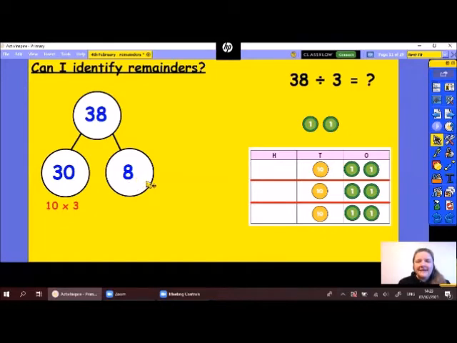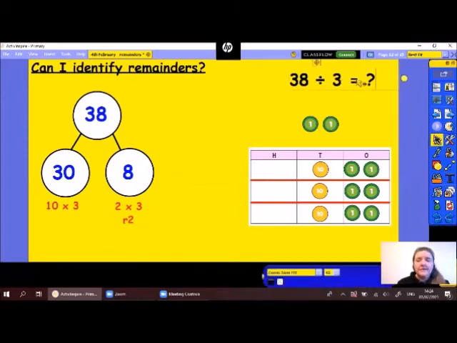Well, if I try and split 8 into 3 groups, I can't quite do it. So I'd write underneath that it's 2 lots of 3, but then I'd write R2 underneath because I've got 2 left over. You can't just ignore the remainder. I've got 10 lots of 3 and then 2 lots of 3, so that's 12 lots of 3, remainder 2. So our answer up here will be 12 remainder 2.